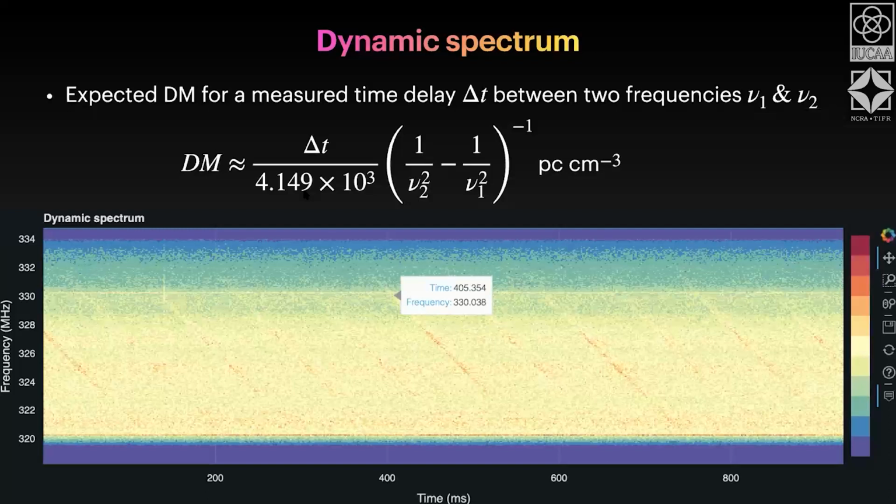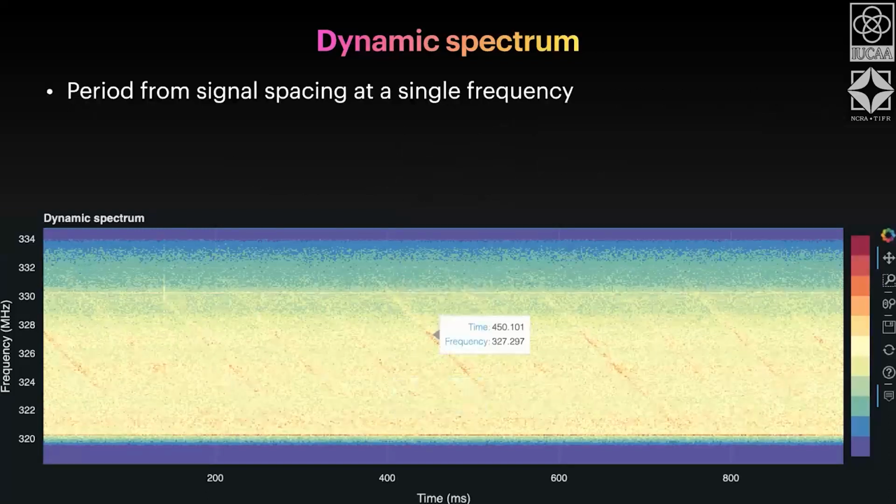Okay, this part should be straightforward. Similarly, for obtaining a rough period, what you can do is again look at the signal in the dynamic spectrum and see, in a particular frequency bin, what is the time between two consecutive streaks, two consecutive pulses in this case. And that would be the rough period for now.